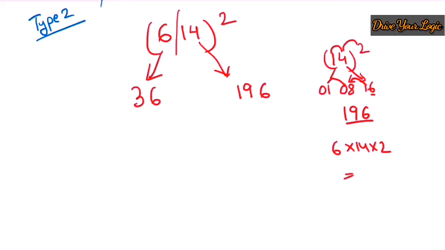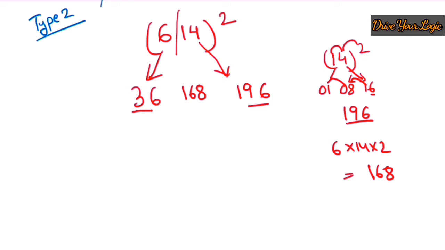So 6 into 14 into 2, it will be 2 into 14, 2 into 6 is 12, 12 into 14 is 168. So in the center, you have to write down 168. Now suppose, see 168. What I told you previously, you can write down only 2 digits here, correct? But when there are 3 digits, what then? You will write down 2 digits, and carry forward.